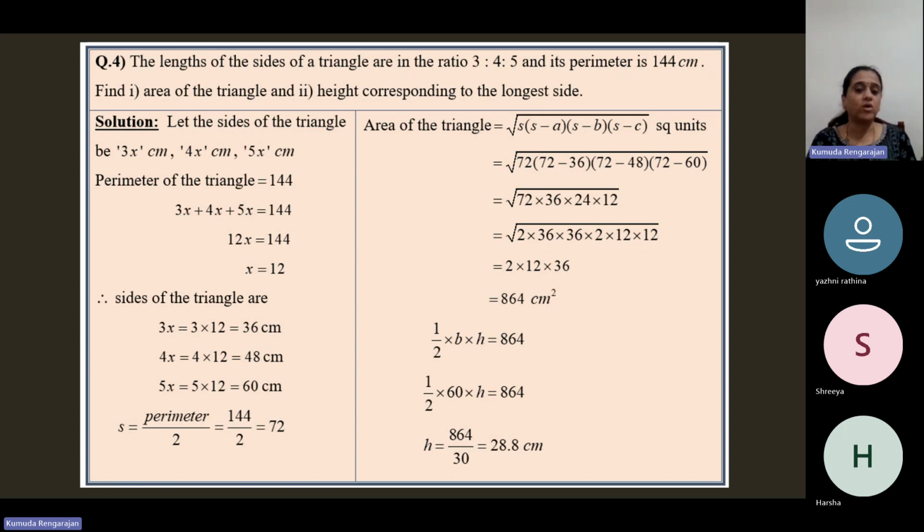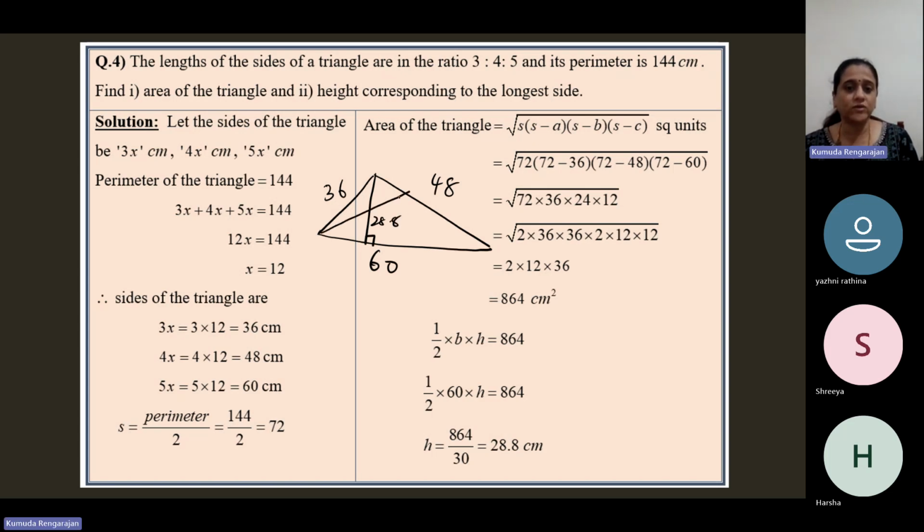So what do we find? The height, 28.8 centimeters. That's the altitude corresponding to the longest side. See here, supposing this is a triangle with sides 36, 48, and 60, this altitude that you have found is 28.8.